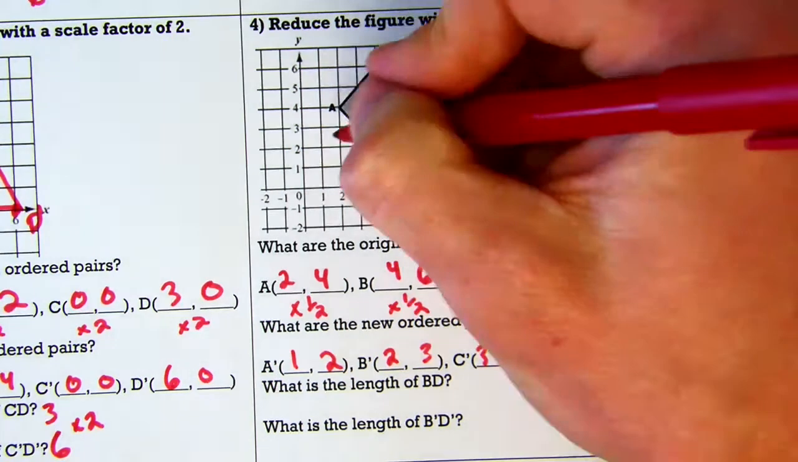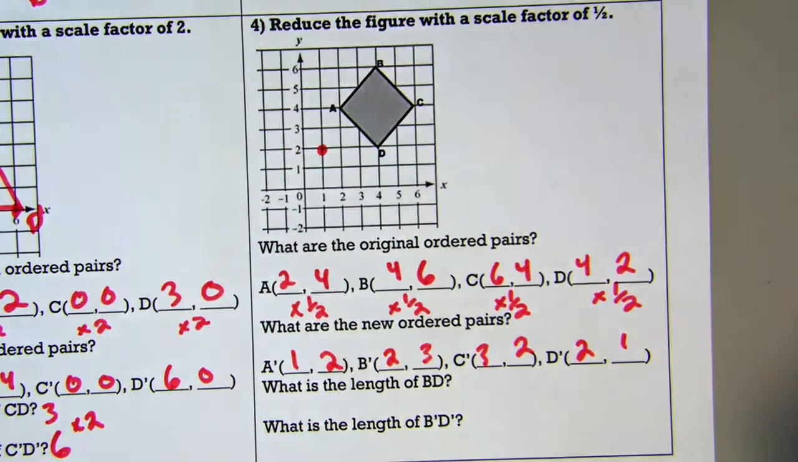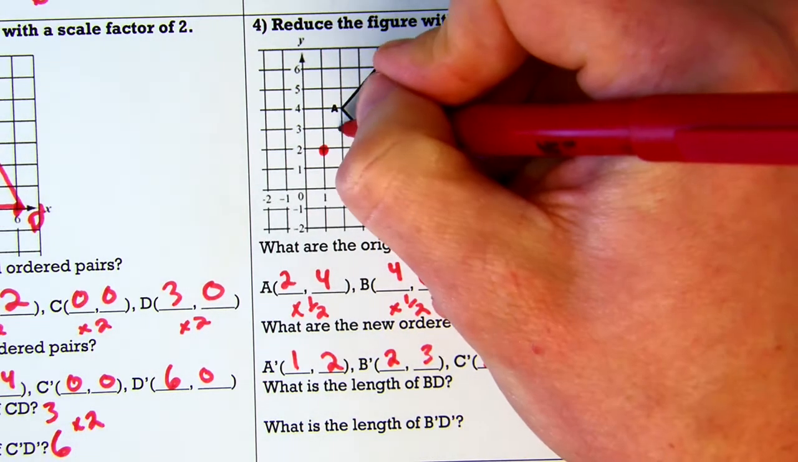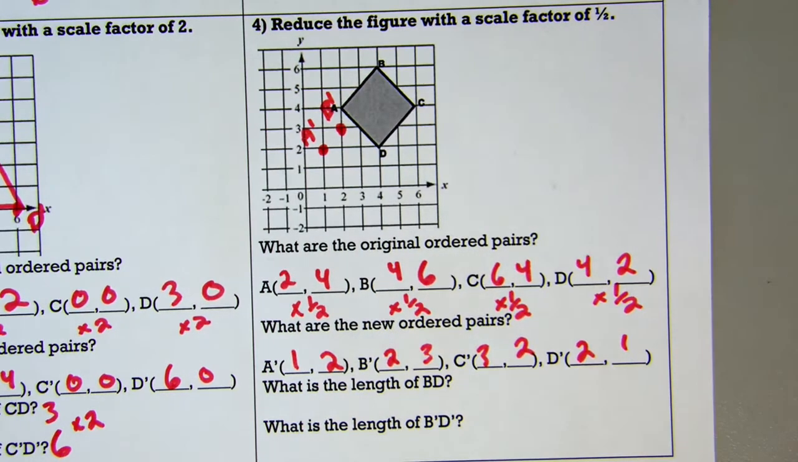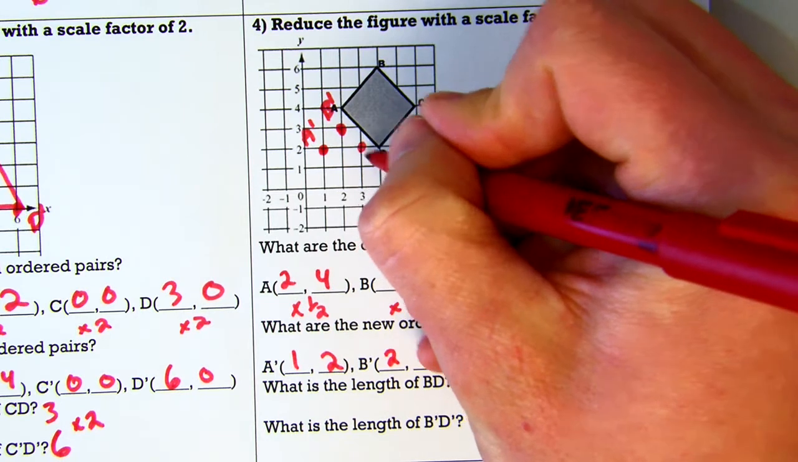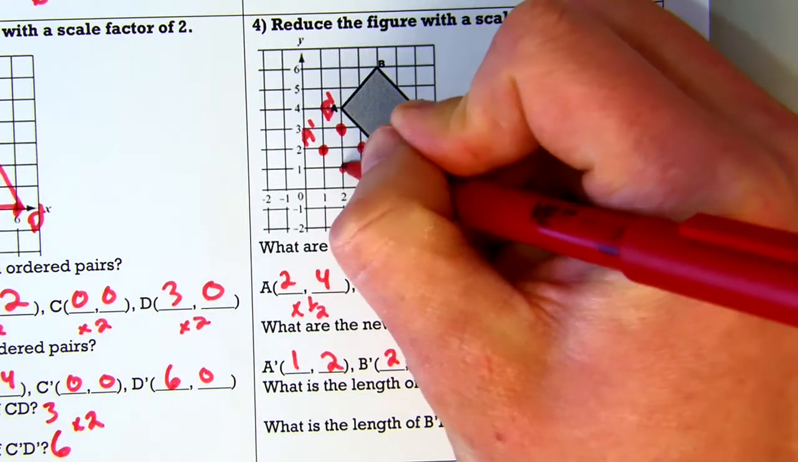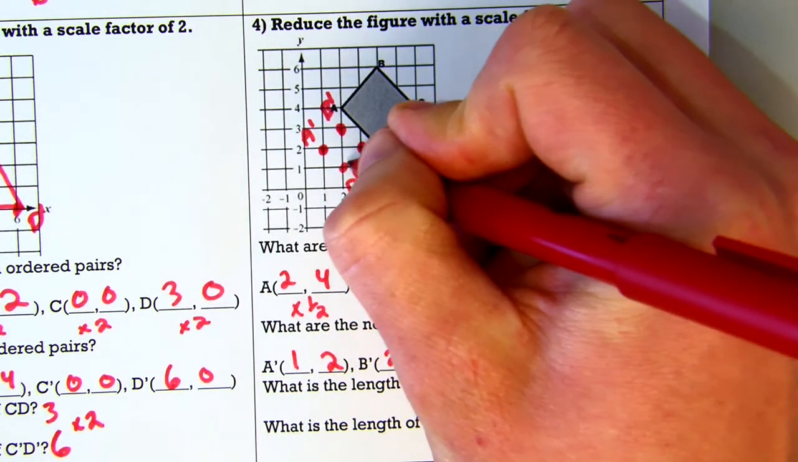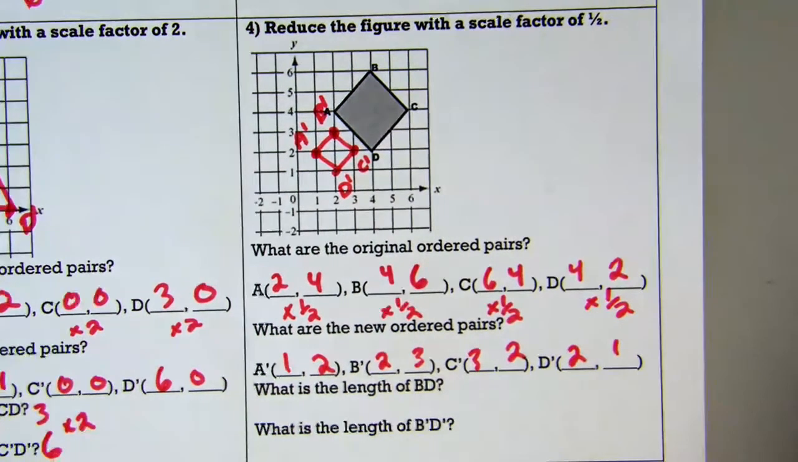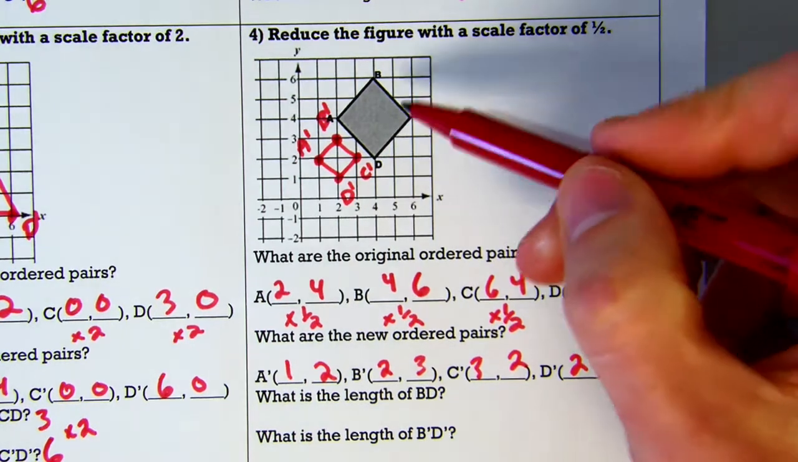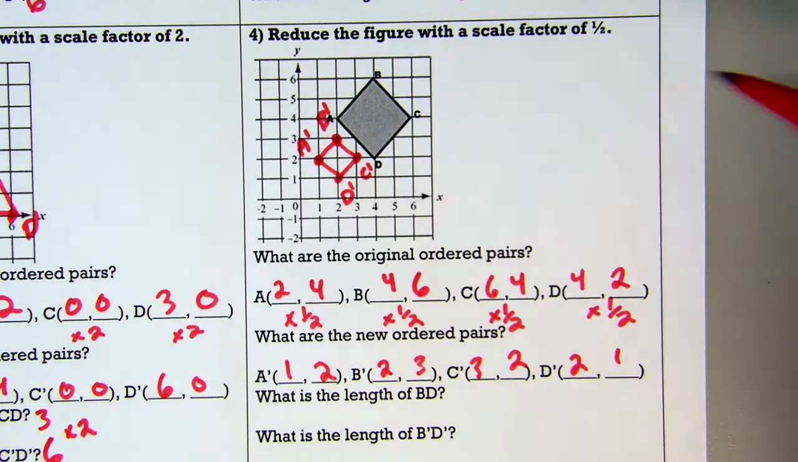So A prime is 1, 2, B prime is 2, 3, C prime is 3, 2, and D prime is 2, 1. So I keep my diamond shape, but because I'm multiplying by a scale factor that is a fraction, it does get smaller. So it looks like we're good.